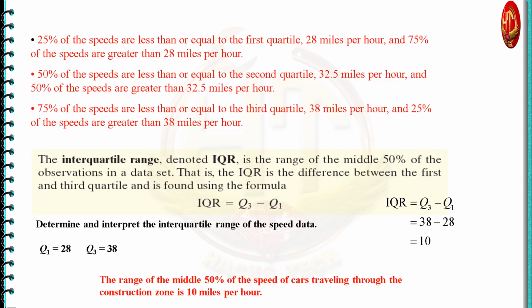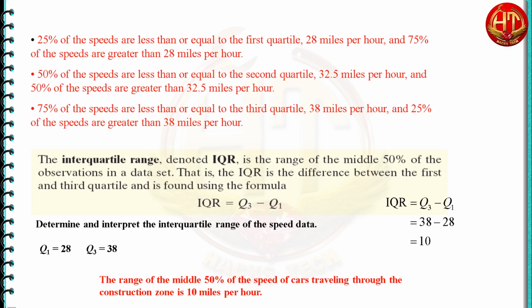25% speed for first quartile. First quartile means 25% of the observations are below the first quartile and 75% of the observations are above it. So 25% of the speeds are less than or equal to the first quartile, which is 28 miles per hour, and 75% of the speeds are greater than 28 miles per hour, because your first quartile answer is 28.